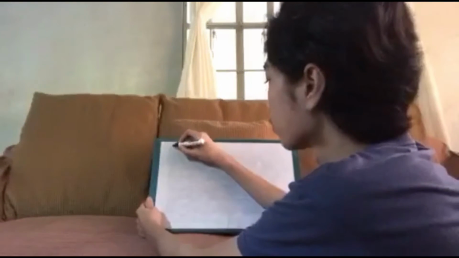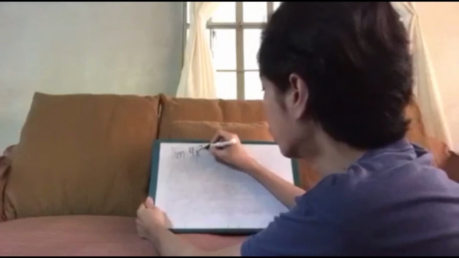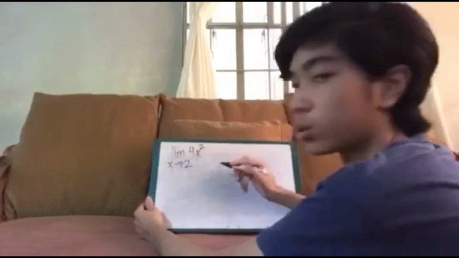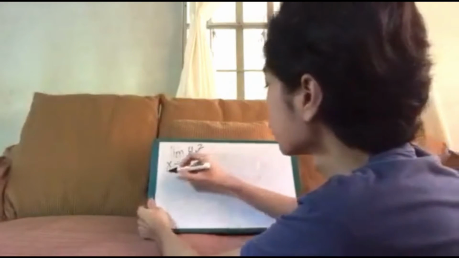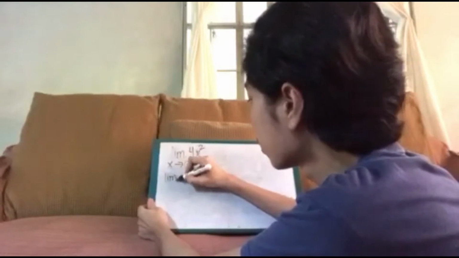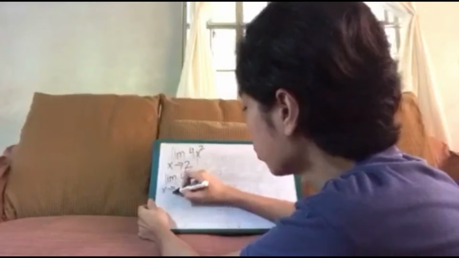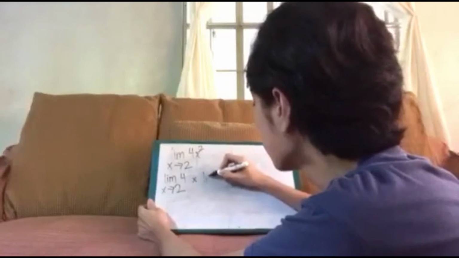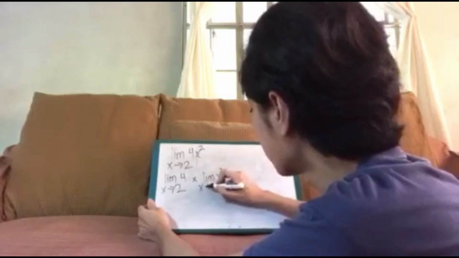In Theorem 4, we have the limit of 4x squared as x approaches 2. We can solve this by separating it. We can separate it into the limit of 4 as x approaches 2 times the limit of x squared as x approaches 2.